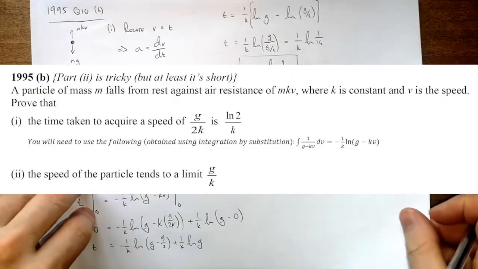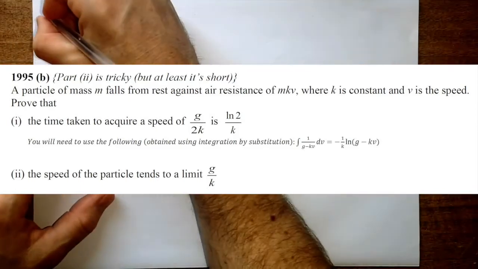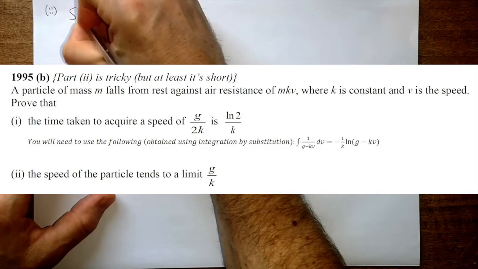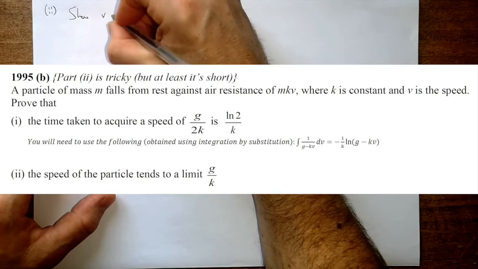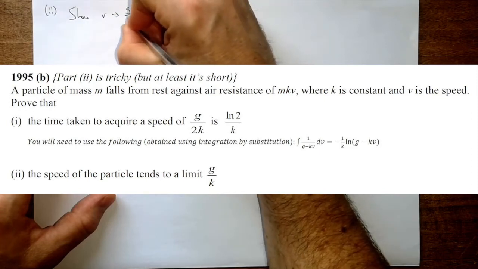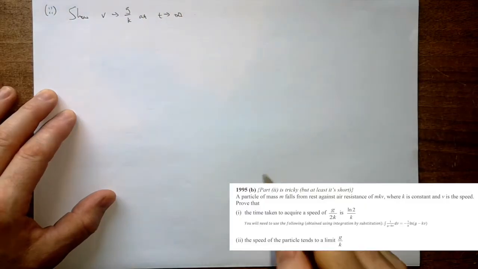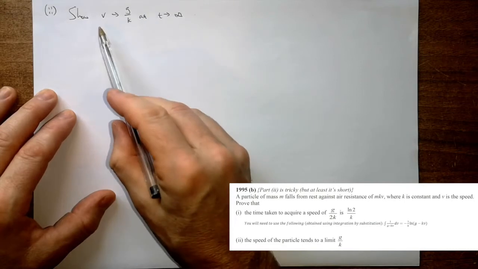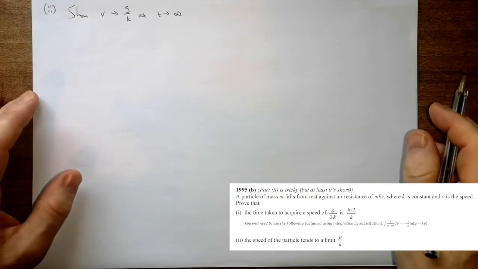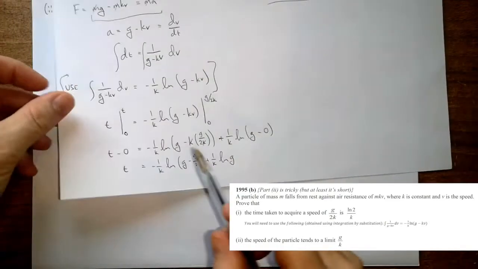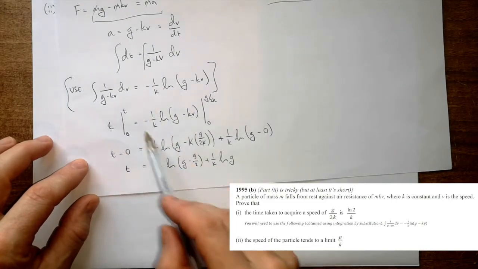Now, for part 2, I'm going to give us a fresh sheet because there is a little bit of messing around in it. Okay, we need to show that the speed v goes towards g over k as t goes to infinity. All right, so again, I can see I need a v and a t kind of relationship here. So what have we got in the previous one that can help us out? Well, if we go back to this little section here, okay, we can see t is all of that.